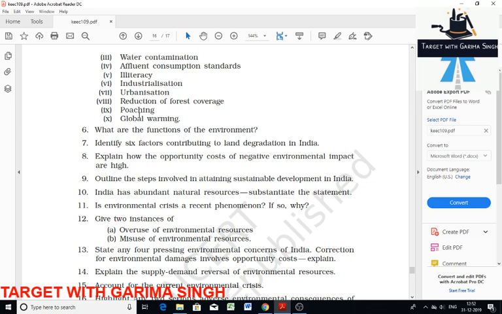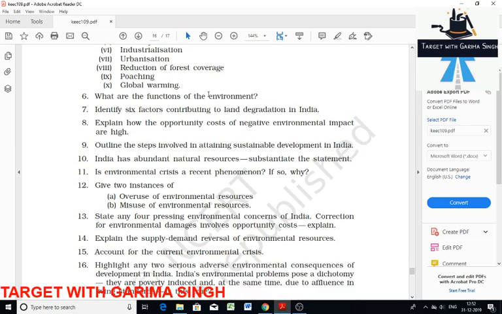Poaching. Poaching leads to extinction of wildlife. The long-term result is global warming. So the long-term results of global warming are melting of polar caps with resulting rise in sea level, coastal flooding, disruption of drinking water supply as snow melts, extinction of species, frequent tropical storms and tropical diseases.